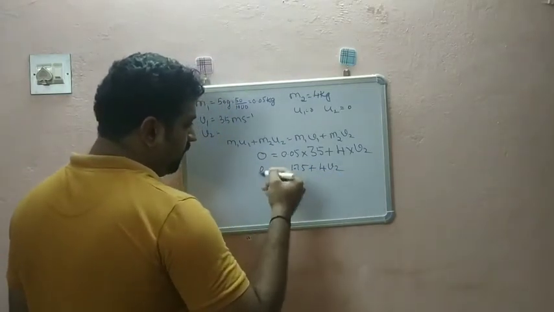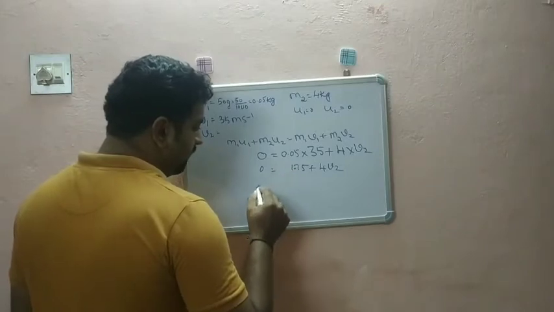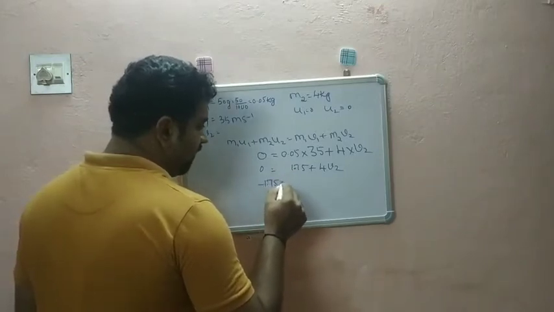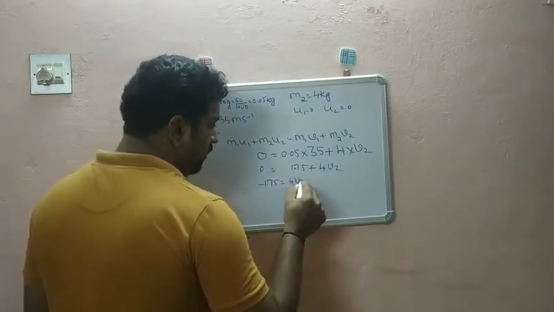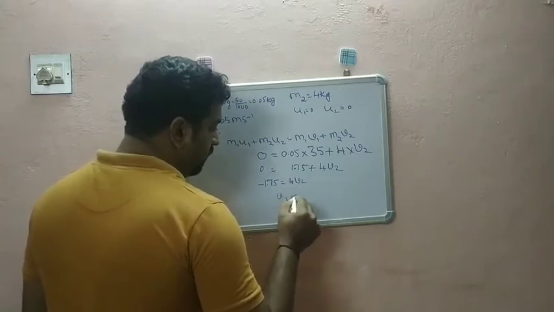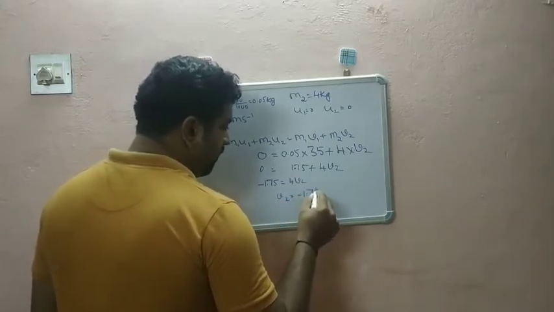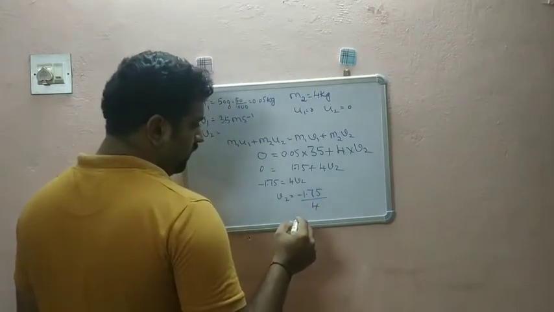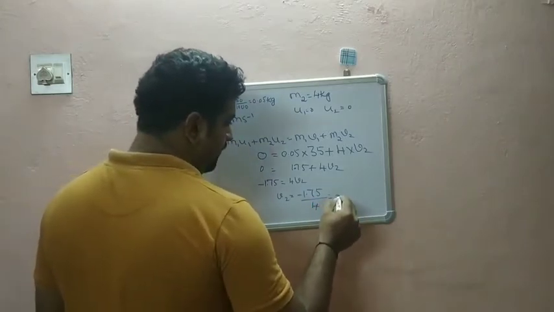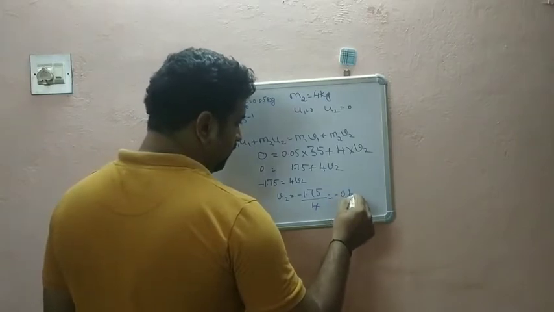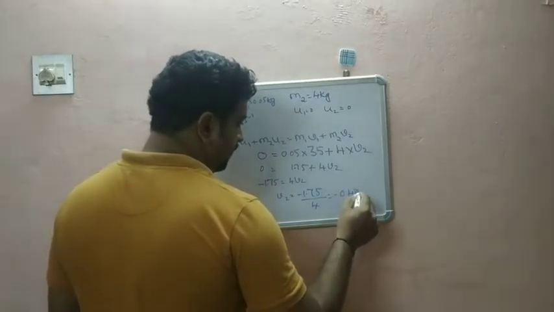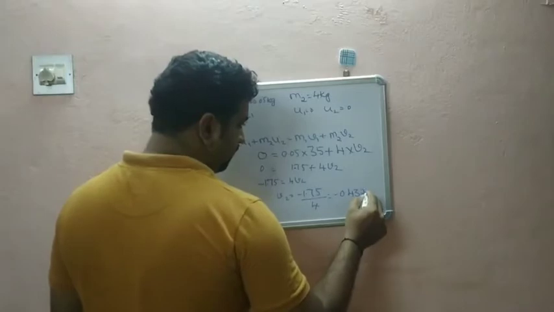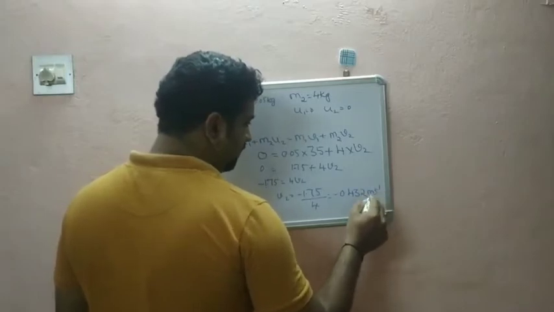Now bring this 1.75 to this side. It will become minus 1.75 is equal to 4 V2. So V2 is equal to minus 1.75 divided by 4. So we will get the answer minus 0.4375, or some other decimals.